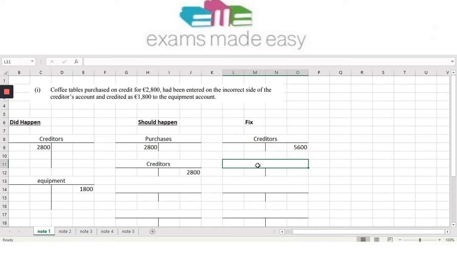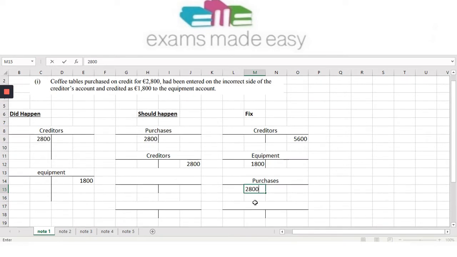Equipment account. That equipment account should not be there. So currently 1,800 credit. If we debit 1,800, that becomes a zero balance account. Purchases wasn't done, so it's just a straightforward 2,800 debit.